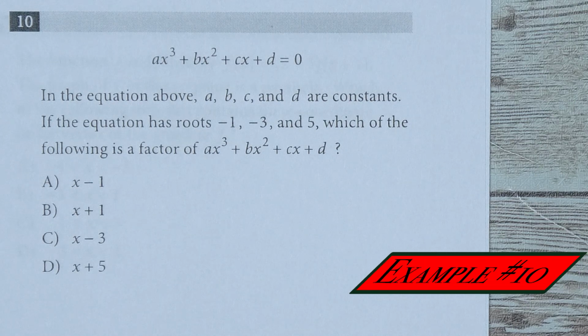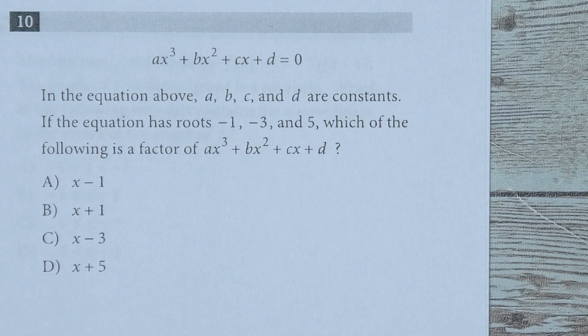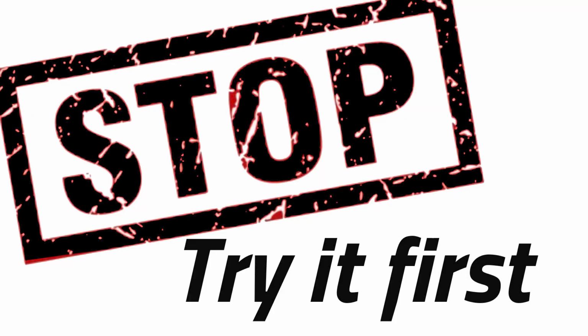In the equation above, a, b, c, and d are constants. If the equation has roots -1, -3, and 5, which of the following is a factor of ax cubed plus bx squared plus cx plus d?